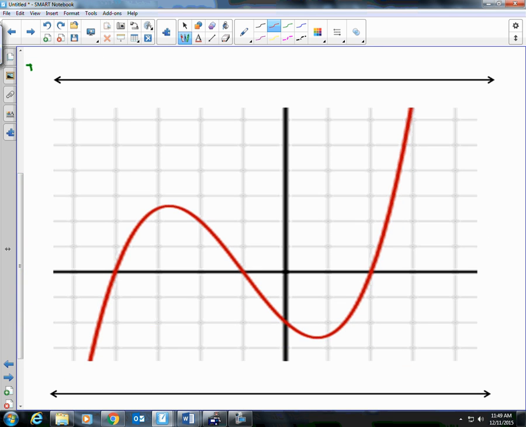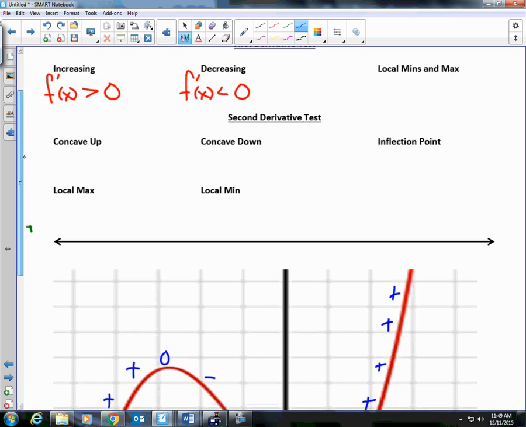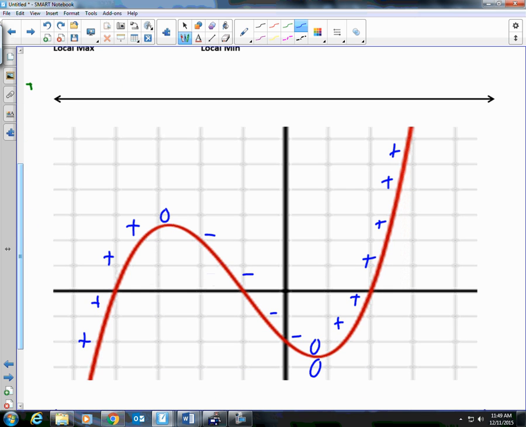Look at our graph right here. First derivative, positive or negative? Right here. Here? Actually, I'm going to keep this on the top part, not the bottom part. So you can see that we have spots where our derivative is positive and spots where our derivative is negative. What's interesting about that is the first derivative also tells us about local maximums and local minimums.